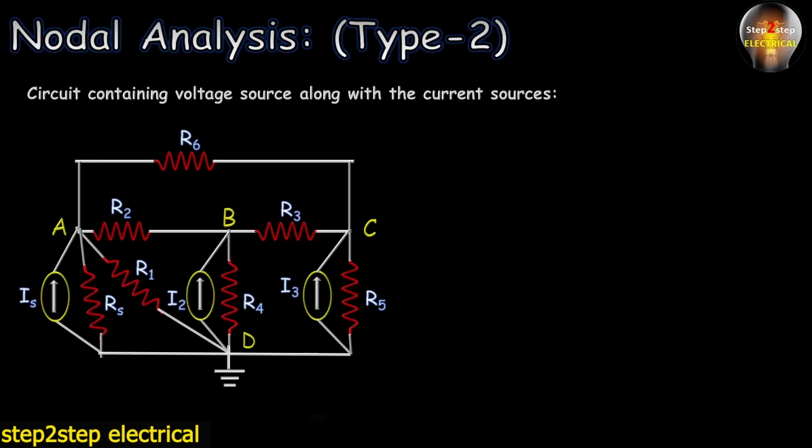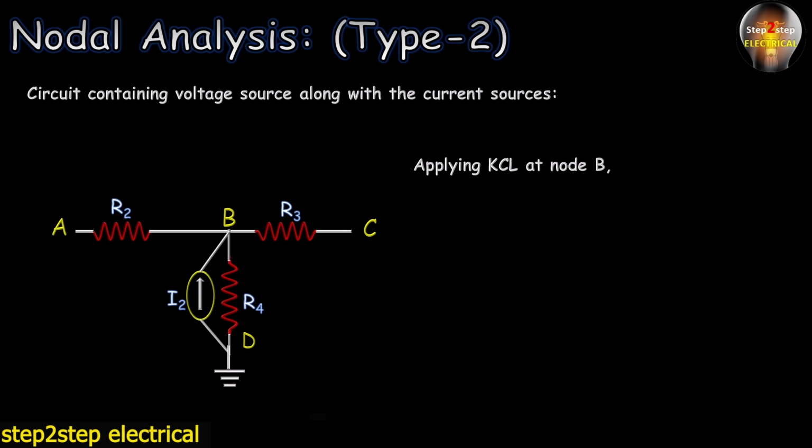Here we will apply KCL at node B. Before applying, let's remove all the elements and branches that have no concern with node B. So here it is; now we will get this. Applying KCL, we will assume which of them enter the node and which leave the node. Here we assume I2 is the only current which enters the node, while the currents through R4, R3 and R2 leave node B. So let's write the KCL equation: IR2 plus IR4 plus IR3 equals I2.